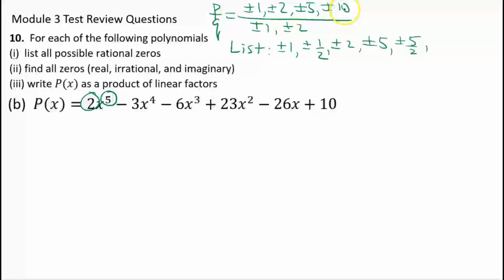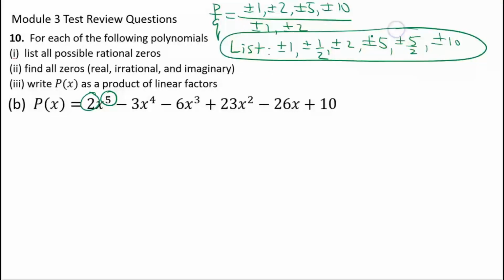Move over to the 10. 10 over 1 is plus or minus 10. 10 over 2 is plus or minus 5. We've already got that on the list. So there is your list of possible rational zeros.